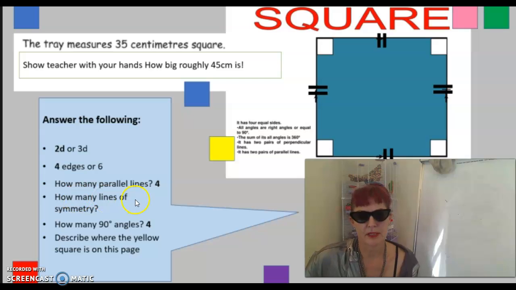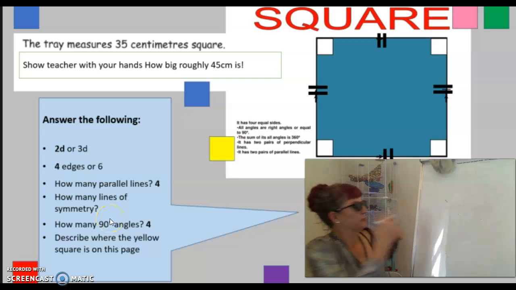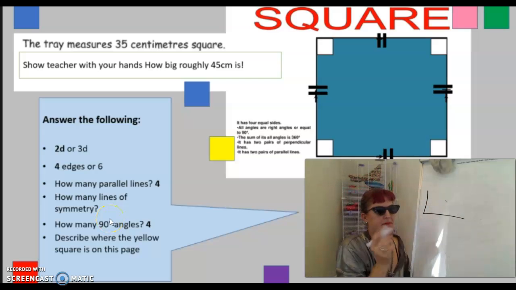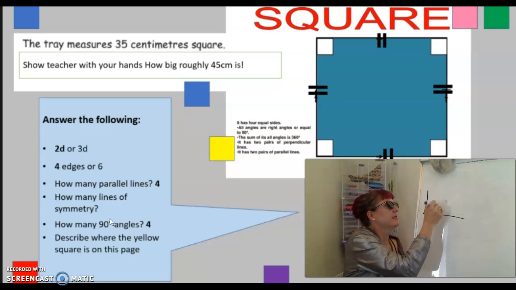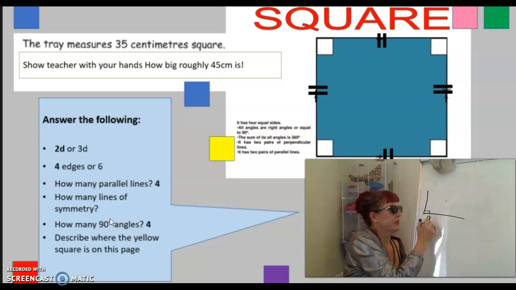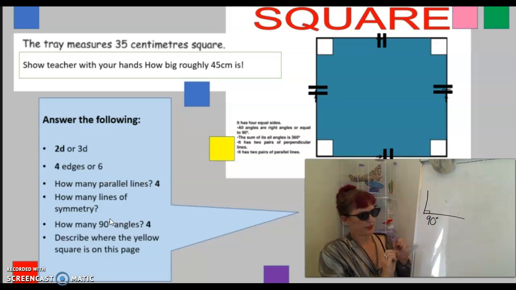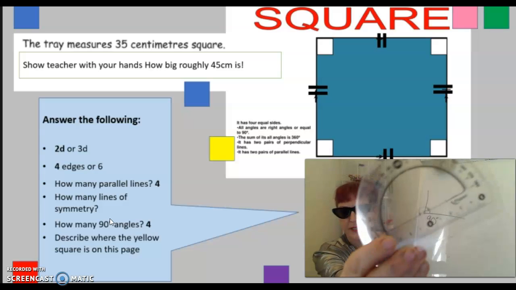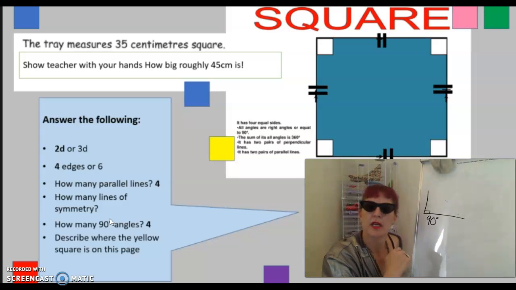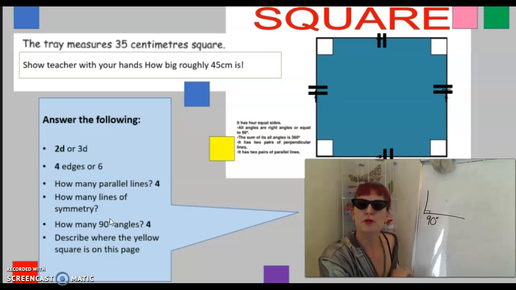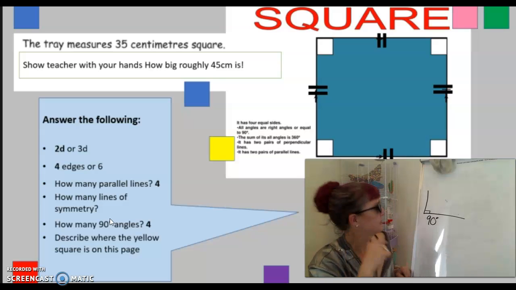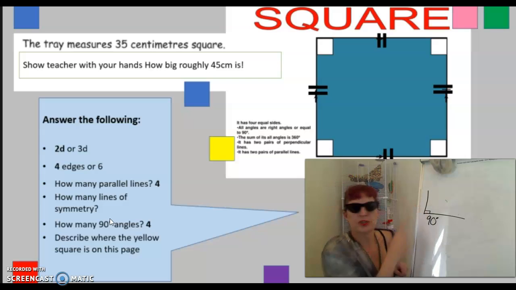Right, so done. How many lines of symmetry? 4. How many 90-degree angles? You must have seen this a zillion times. 90 degrees. This is the symbol for 90. You need one of these if it's not 90 degrees. But most people can tell when they see 90 degrees. It's sharp. A square, they're all 90 degrees.